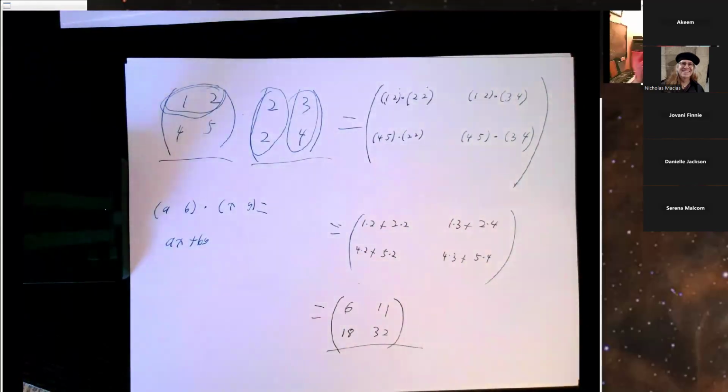Why do we do that? Because it turns out to be useful for reasons that we're not going to worry about in this course. But this turns out to be a useful way to describe multiplication.